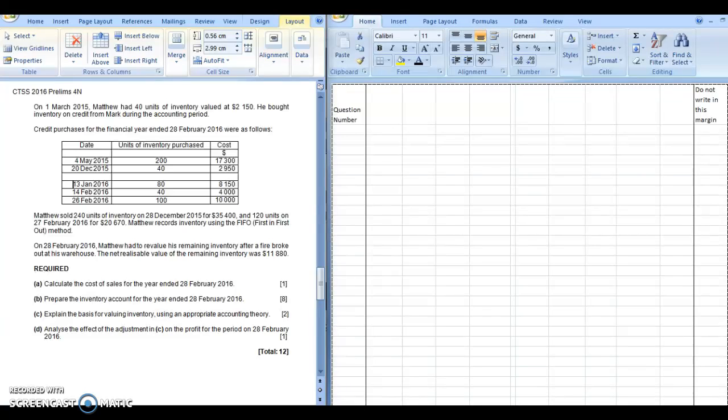Hi there. In this video, I will be showing you how to prepare a question on inventory. This question is taken from Clementi Town Secondary School 2016 preliminary exams for the Sec 4 Normal Academic paper. Now, in an inventory question, it is typical to provide you with a table with all the inventory that's being purchased and its original cost.